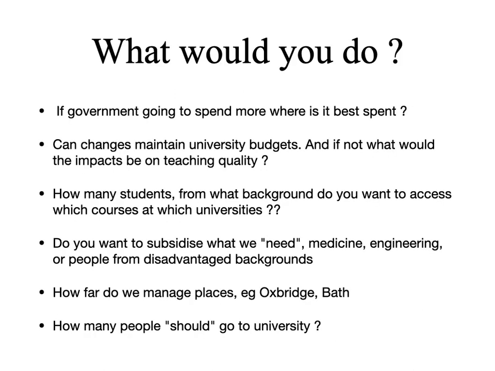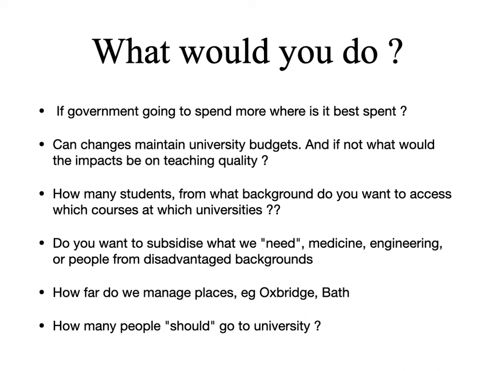So, as I say, what would you do? If you were advising the politicians, where would you spend the money you might have to change the way university education worked? How would you maintain university budgets if fees for individual students were reduced? And if you didn't support those budgets, what would happen to teaching quality? How many students from which different backgrounds in society did you want to access which courses at universities? Do you want to subsidise the courses which we need, say medicine or engineering, or do you want to use the money to subsidise people from disadvantaged backgrounds to come to universities?